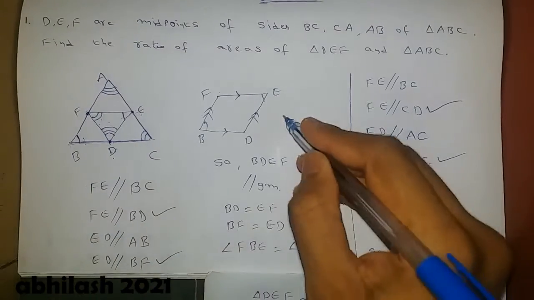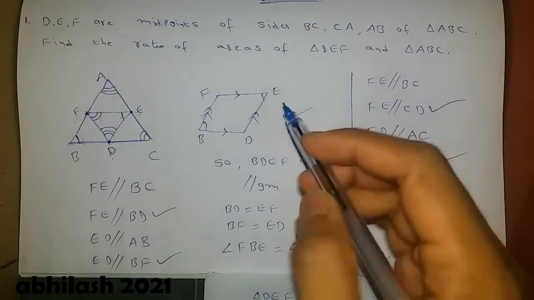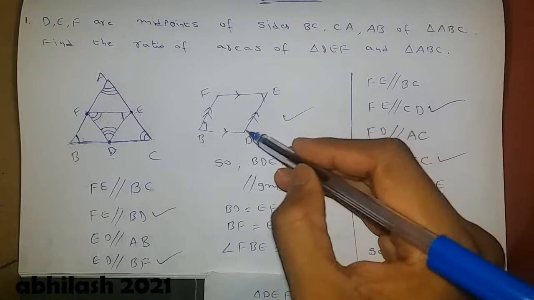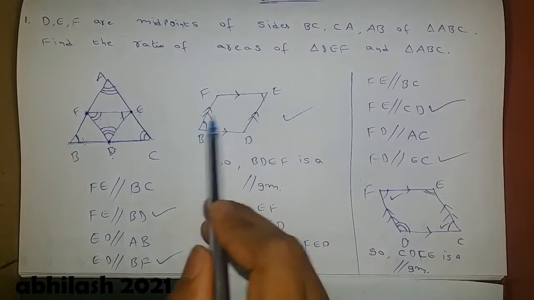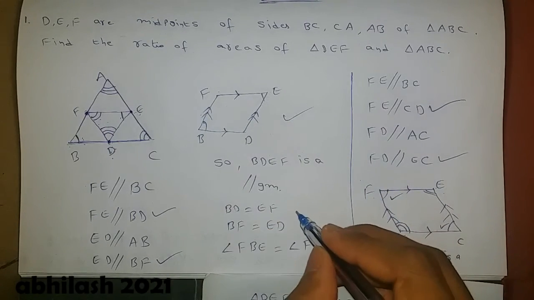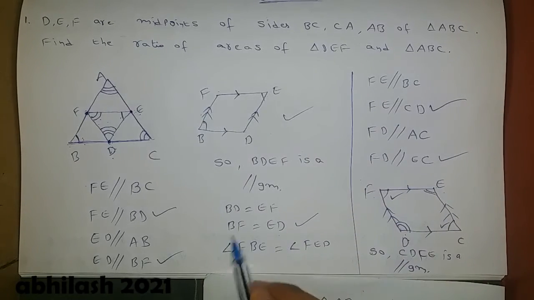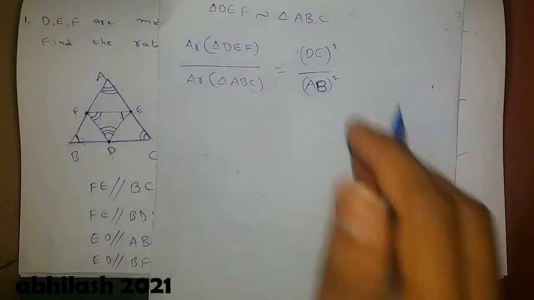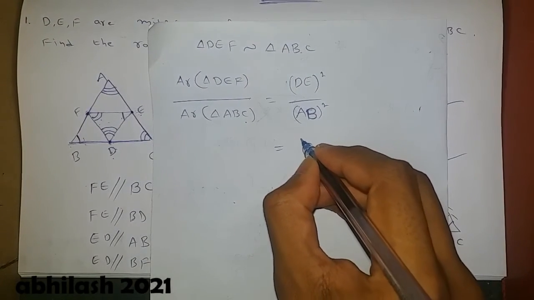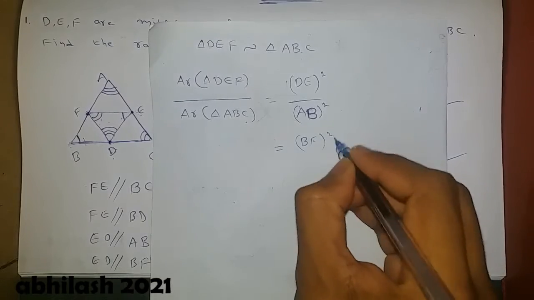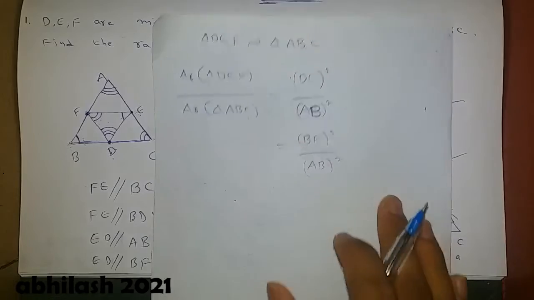Next, now already we know clearly that FEDB is a parallelogram. This one, FEDB, is a parallelogram. So in the place of DE, I will write BF, because in a parallelogram opposite sides are equal to each other. That is this one. So in the place of DE, I will write BF whole square divided by AB whole square.